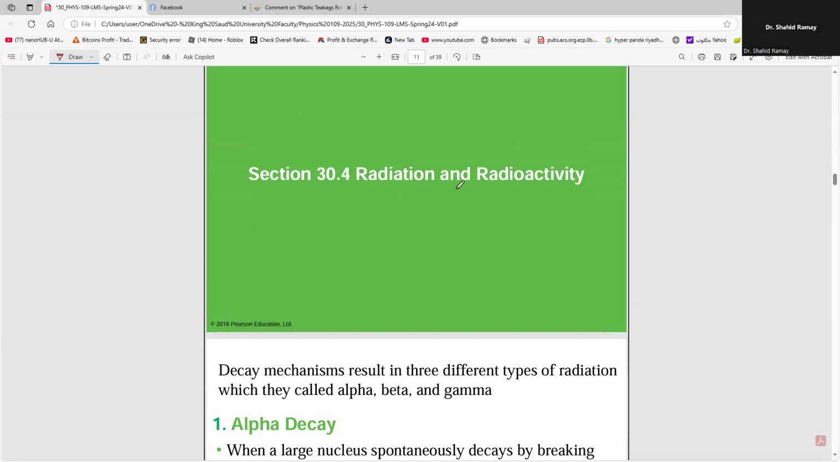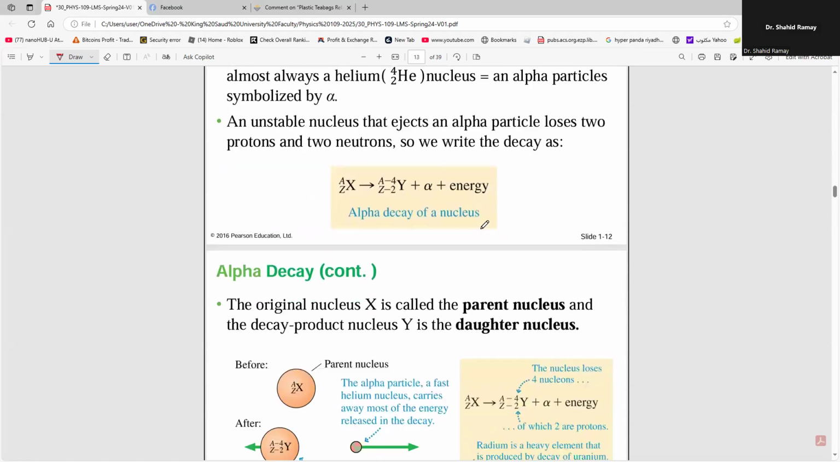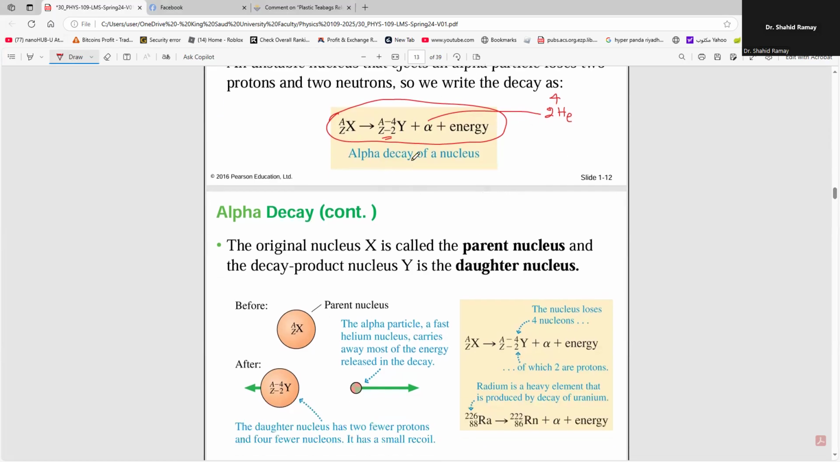Second thing, radiation and radioactivity. I have already discussed how to find alpha decay, beta decay, and gamma decay. Last time you remembered that this formula is very important for alpha decay. Here you can see that Z is decreased by 2 and A is decreased by 4, and an alpha particle is emitted. Alpha means 2He4, helium nuclei, is produced.